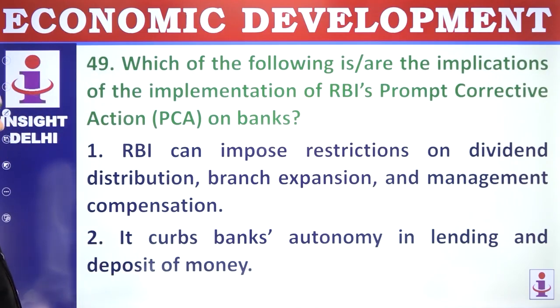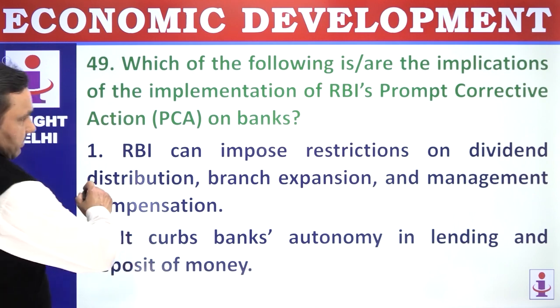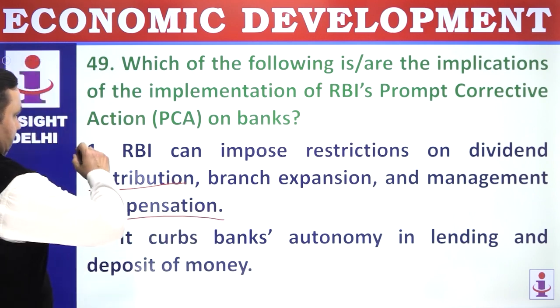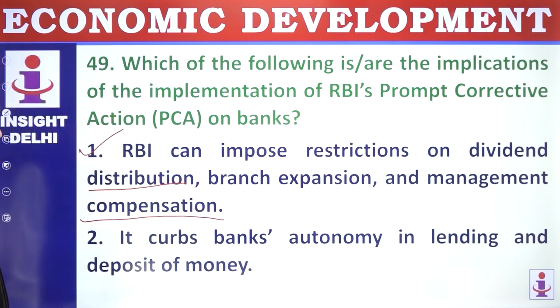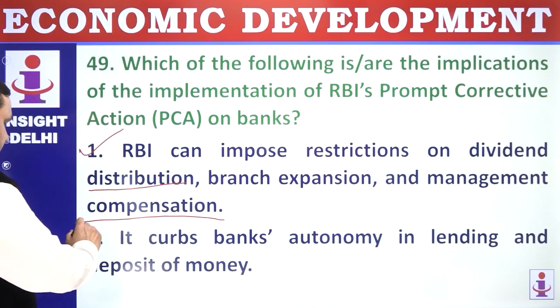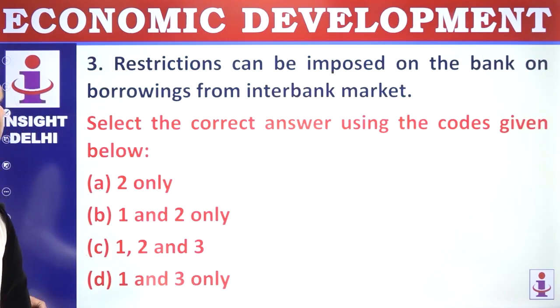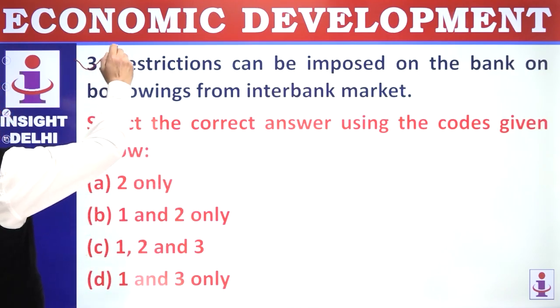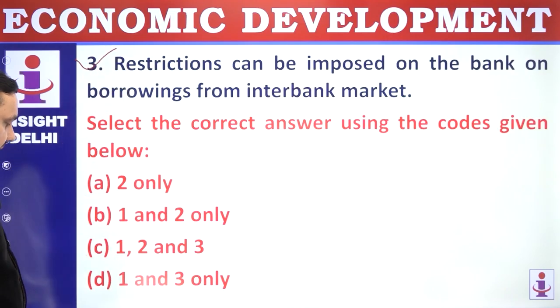RBI can impose restrictions on dividend distribution, branch expansion, management compensation. That's correct. It curbs banks' autonomy in lending and deposit of money. That's correct. Restrictions can be imposed on the bank's borrowing from the interbank market. So all kinds of restrictions can be imposed by RBI on the functioning of a bank under PCA. C.